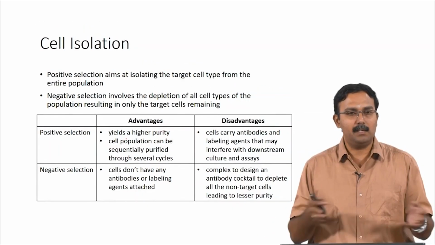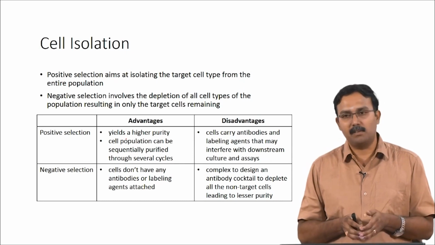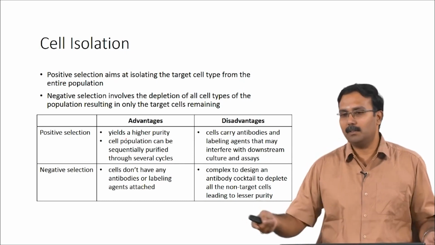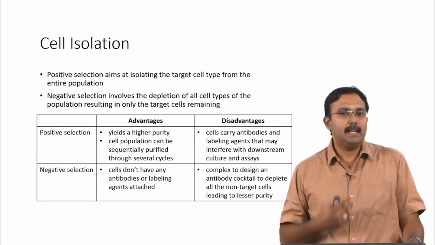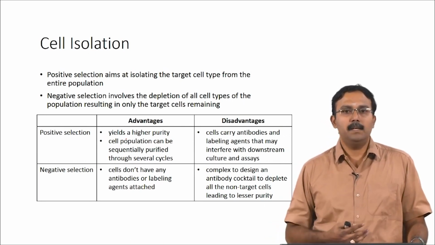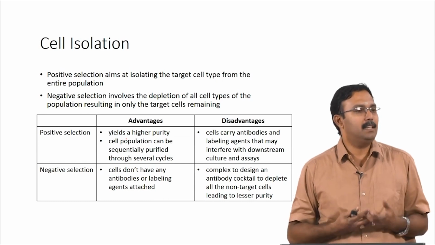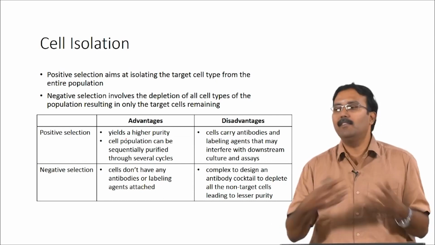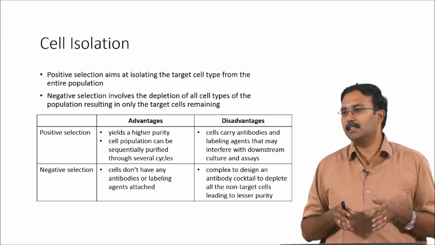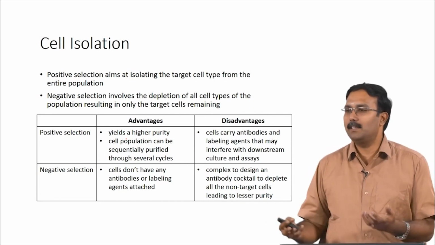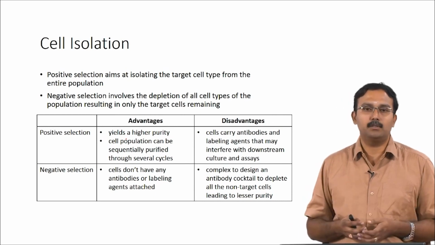Every other cell will die and only the transfected cell will survive. But if you are talking about cells which are just isolated, it is not very easy to do that. So, negative selection, the problem is it is very complex to design a cocktail which will actually remove everything except the cell you are interested in, because you need to now target so many different cell types. So, it is actually a difficult process to do.